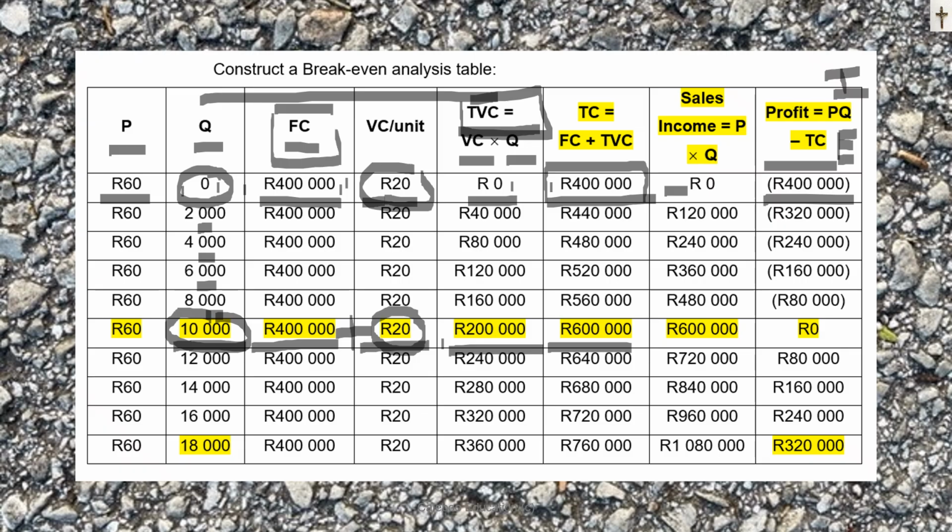So total cost is 600,000, and here we have the income, which is the price per file multiplied by the quantity sold, 60 times 10,000, is equal to 600,000.